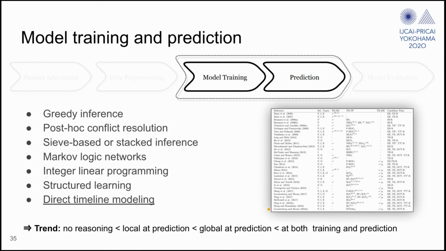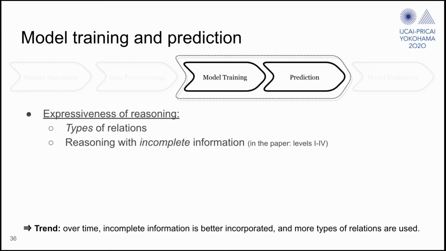Finally, a different approach that we proposed ourselves is direct timeline modeling, which tries to circumvent the relation extraction problem altogether and directly predict start and end points for the events, from which by definition it is not possible to end up with temporally inconsistent predictions. An important note to make is that the expressiveness of the used temporal reasoning frameworks seems to increase over time, starting from reasoning with a few basic Allen interval relations to more extensive reasoning with partial information based on point algebra.